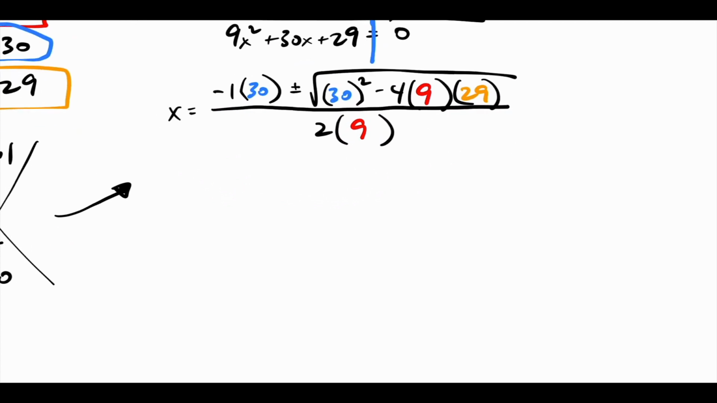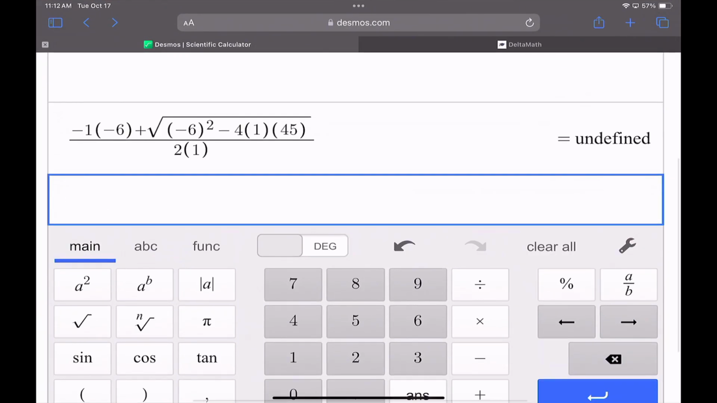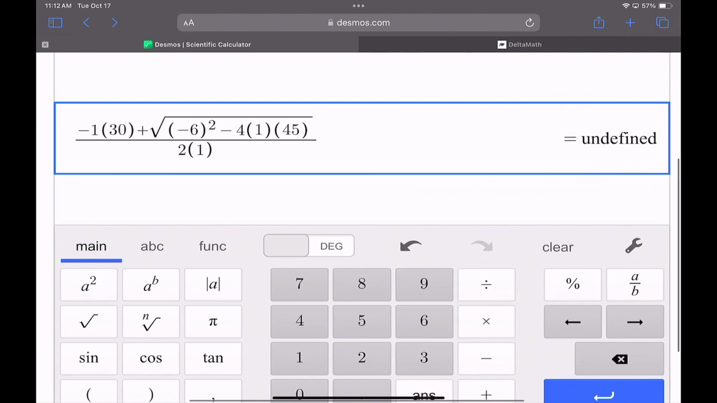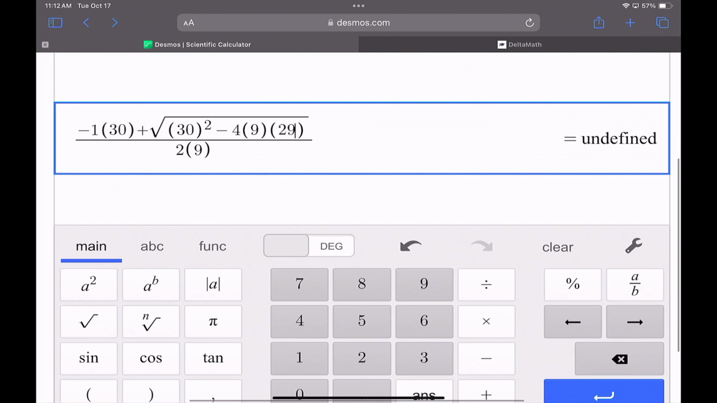situation I did last time. So 30, 30, 30, 9, 9, and 29. I do. I run into the same situation.